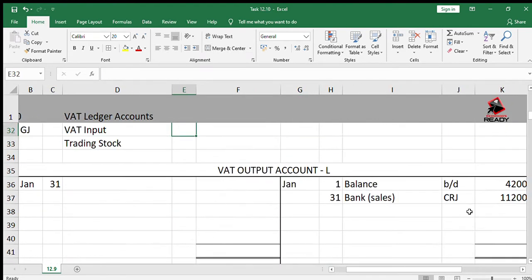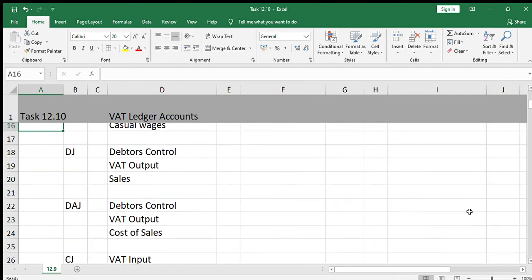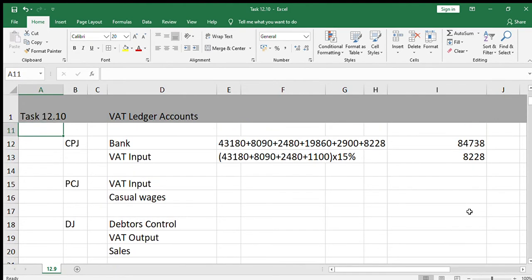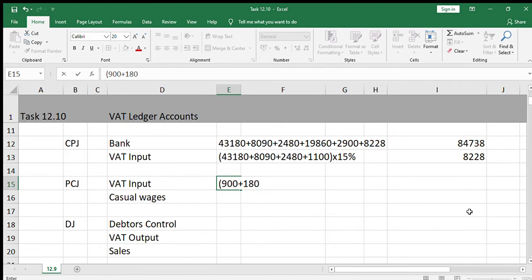Then if you turn over the page, the next journal we're calculating for is the petty cash journal. In the petty cash journal, we have to calculate the VAT input and we also have to calculate the casual wages amount. The note says VAT paid on consumable stores and sundry expenses can be claimed back from SARS. So to calculate the VAT, we're going to take the trading stock amount, 900, plus the consumable stores, 180, because VAT can be claimed back. VAT cannot be claimed back on wages because wages are already subject to PAYE, etc. So we don't worry about wages. And they said the VAT can also be claimed on sundry expenses. So those three figures, you're going to multiply them by 15%.